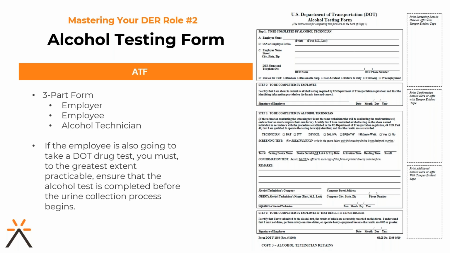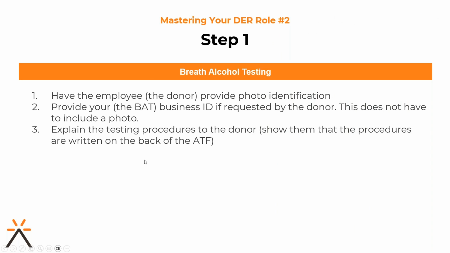You might want to refer back to a copy of an alcohol testing form or a chain of custody while we go on today to say, why are we saying that again? But definitely, this is the form. When we start the breath alcohol test, the first thing we're going to do is get that identification. If the donor requests to see yours, then you're going to provide some sort of identification to them.